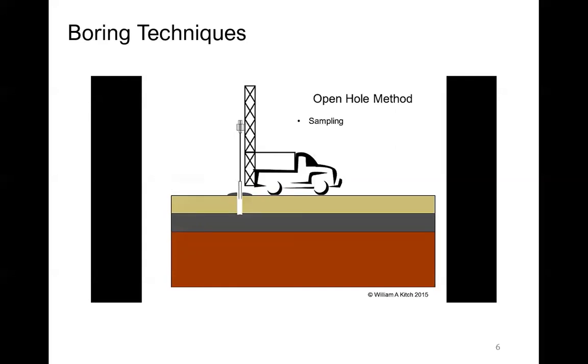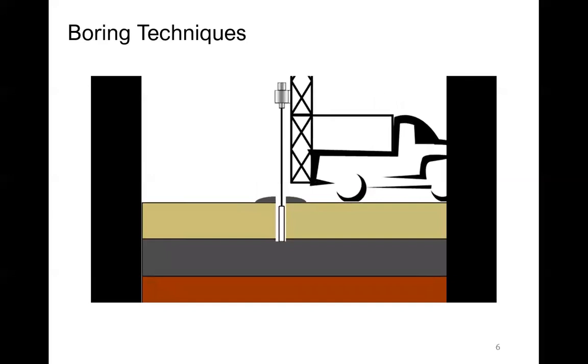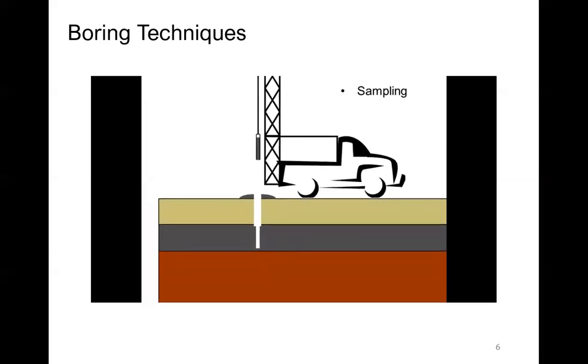The sample tool is lowered to the bottom of the boring and then pushed into the soil below the bottom of the boring. When the sampler has reached its full depth, the rods are twisted to shear off the bottom of the sampler, and the sampler containing the soil sample is retrieved from the boring. The sample is then stored for later analysis and testing.